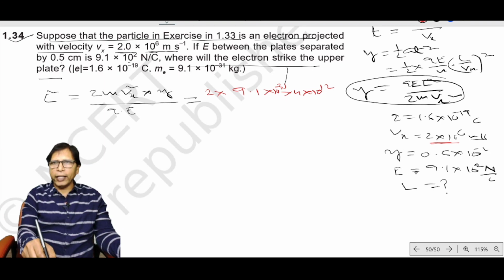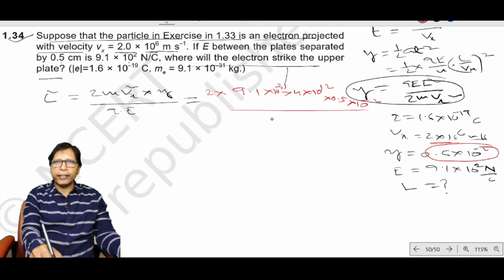Now y equals 0.5 into 10 to the power minus 2, whole divided by q into E. q is the electron charge, so this is 1.6 into 10 to the power minus 19 coulomb. E is 9.1 into 10 to the power 2 Newton per coulomb. Now this and this cancel out.